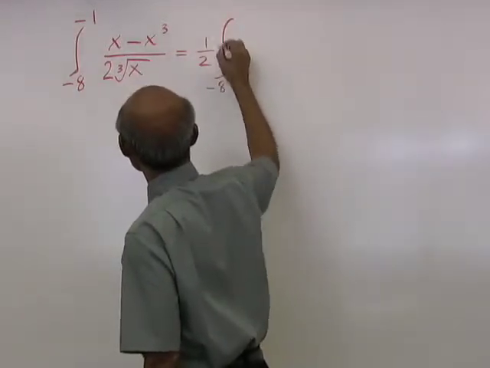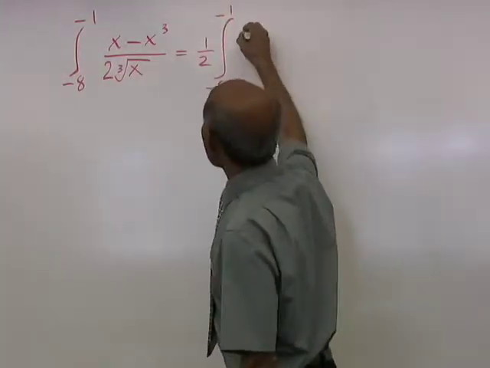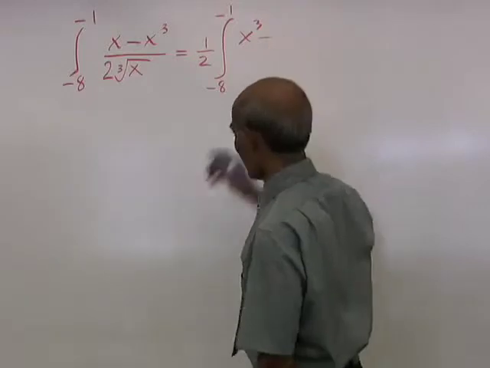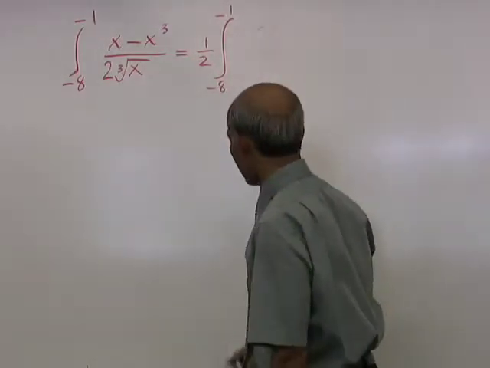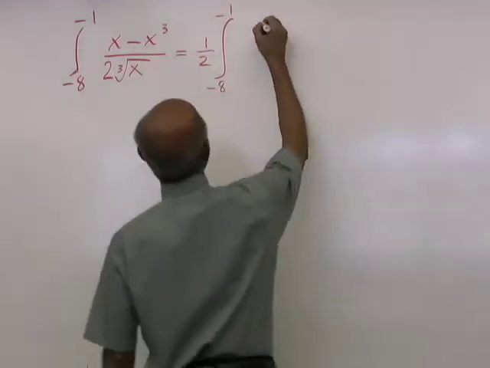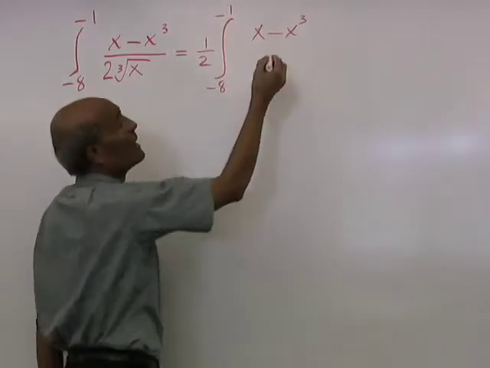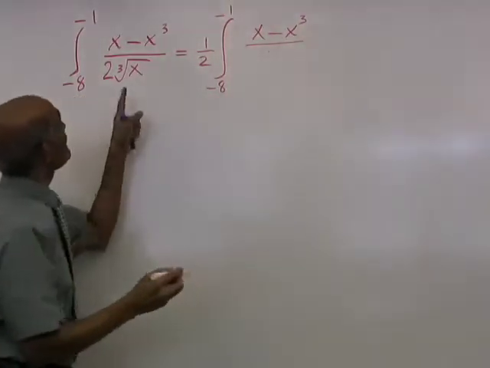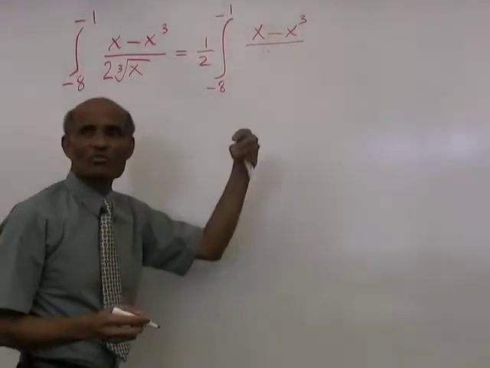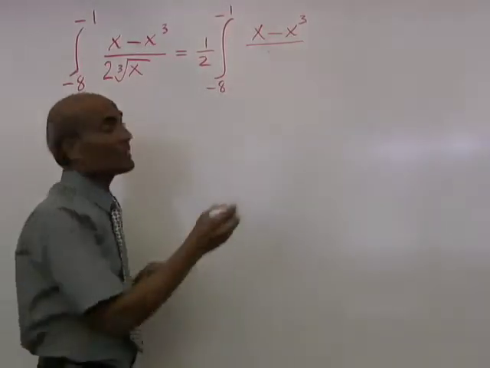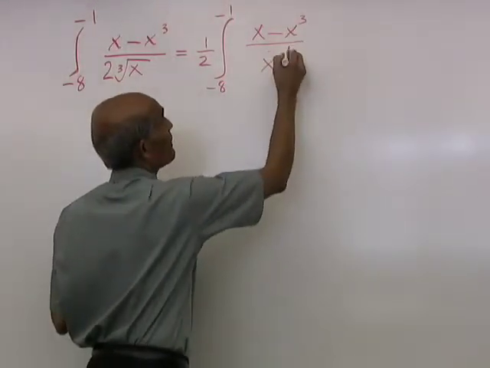So that will be 1/2 integral -8 to -1 of x cubed, no, x minus x cubed. So that will be x minus x cubed over cube root of x. Can you write it with a rational power? Cube root of x is x to the power of 1/3.